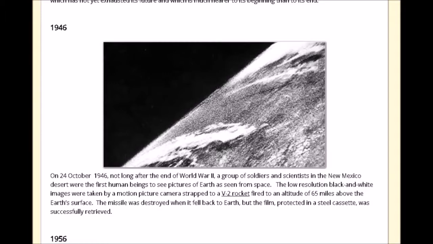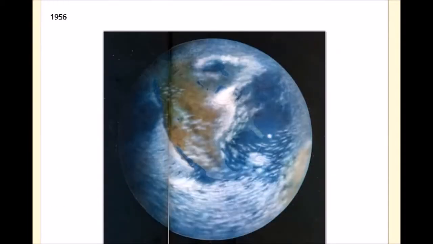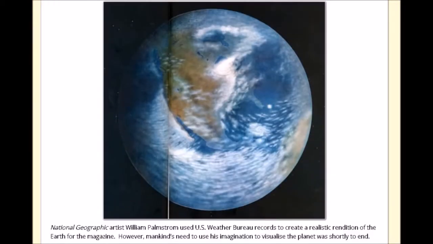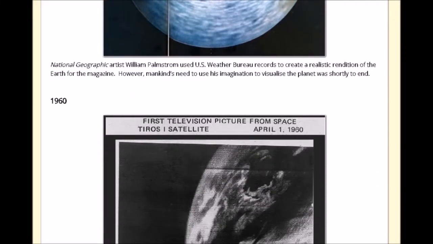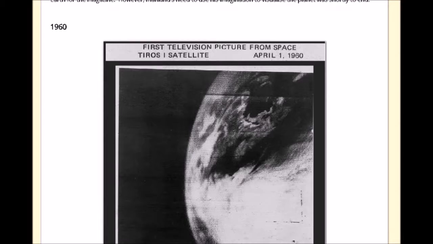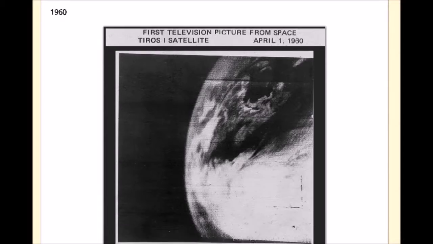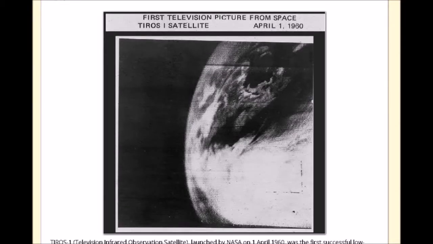This 1956 National Geographic artist production here. Looks just like the blue marble. We'll skip that. So again, you can see the programming is so pathetic. The science fiction, the artists' renditions, they have everything that they just make up in the 1800s, and then it magically is reality in the 1900s. So the first image here, the 1960 first television picture from space, the Tiros 1 satellite, April 1st, 1960.